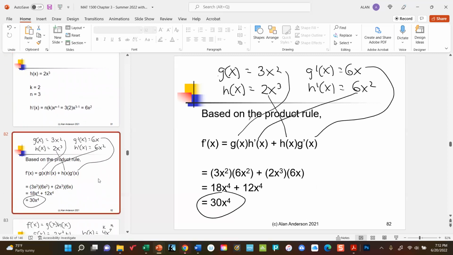So I've summarized everything again here on this slide. We've got the g of x, the h of x, and the two derivatives. I've got the rule written right there. And so you plug everything in. And then once you plug everything in, sometimes you can simplify it, sometimes you can't. In this case, it was relatively straightforward, and we ended up with 30x to the fourth.